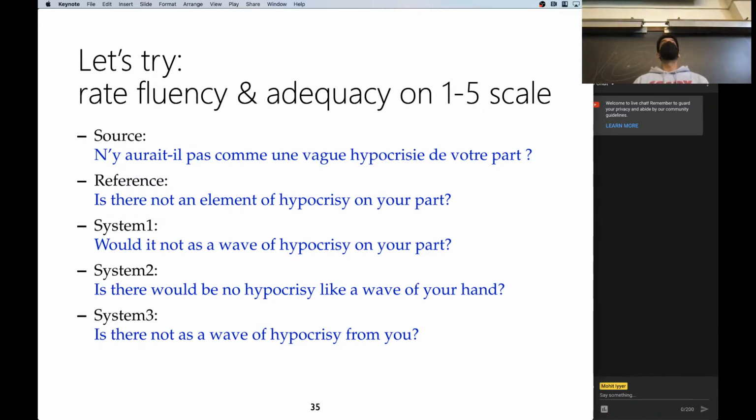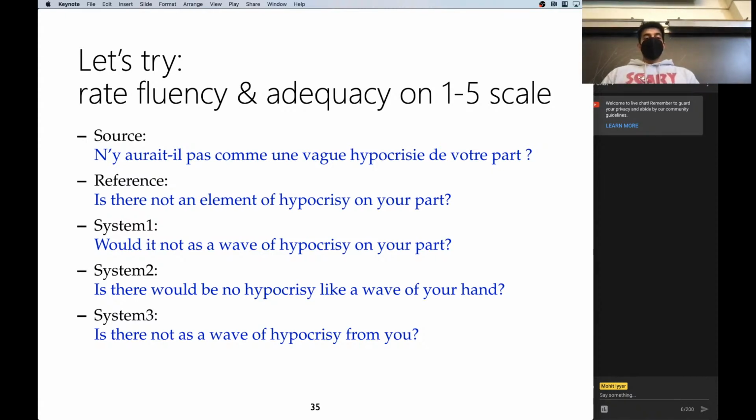Well, let's do fluency. So how many of you would rate this 1 out of 5 based on fluency? Again, 1 is the worst, least grammatical. Okay, some of you. What about 2 out of 5? All right, 3 out of 5? Okay, 4 out of 5? Okay, I assume no one's at 5 out of 5.